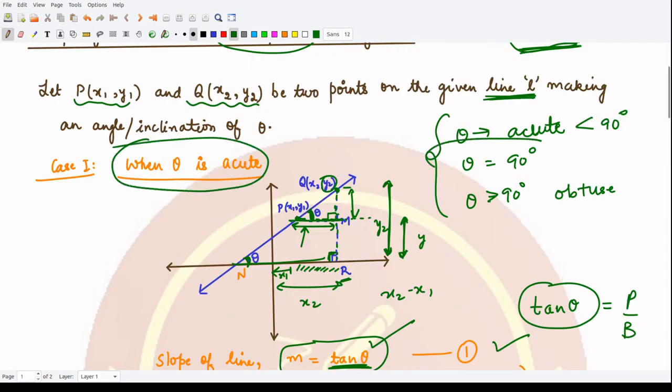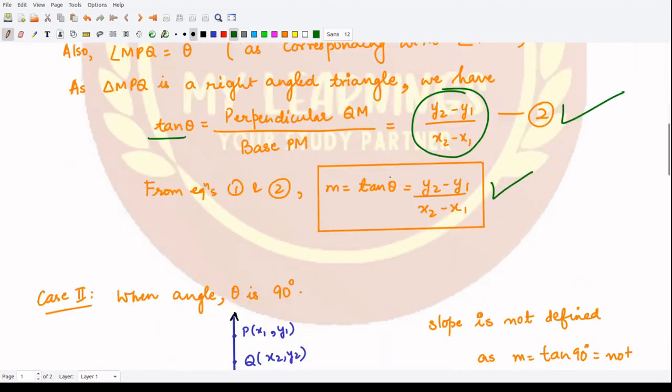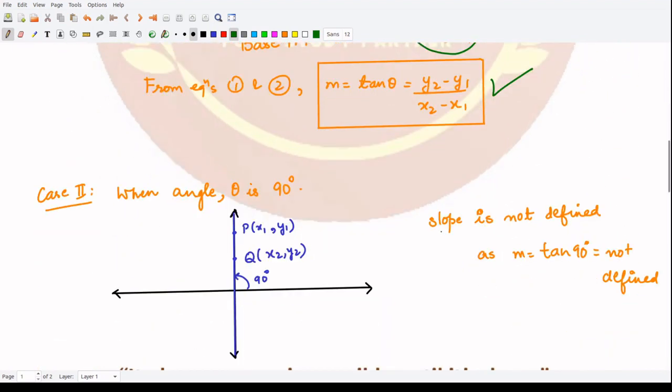Now in the second case, when your angle is 90 degrees, then you already know the slope is not defined in that case, because whenever your angle is 90 degrees, tan 90 degrees is not defined. Hence in this case the slope is not defined.